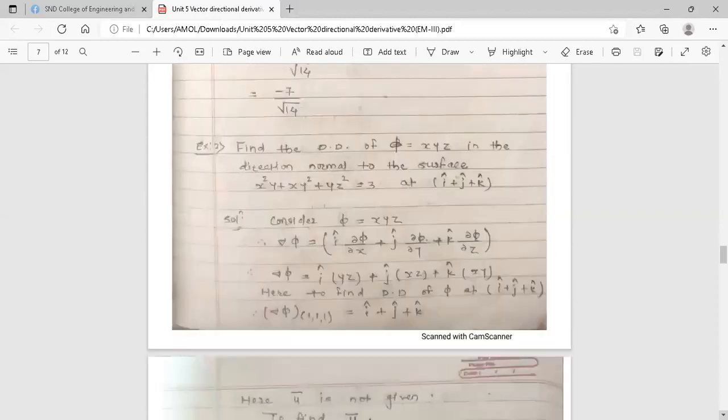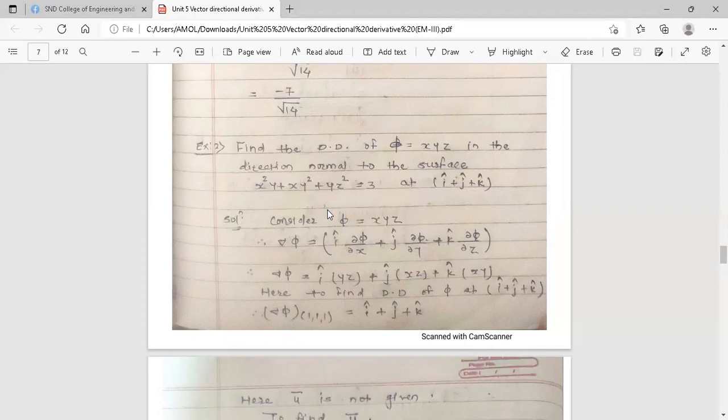Now the next example: find the directional derivative of phi of x, y, z in the direction normal to the surface x squared y plus x y squared plus y z squared equals 3 at i cap plus j cap plus k cap. Here the vector in which we have to find the directional derivative is not given. We have to find that vector, and the direction is normal to the surface. The surface equation is given, so we have to find the normal to this surface at i cap plus j cap plus k cap.